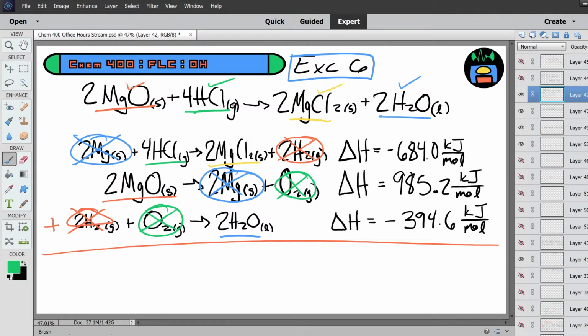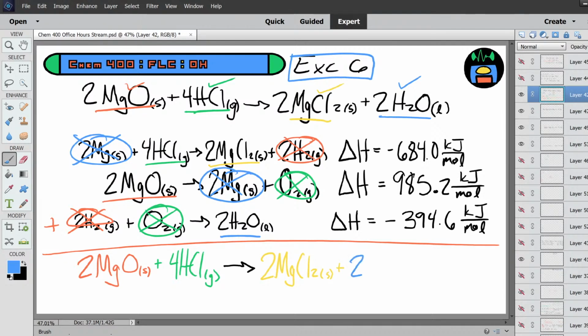So the only reactants we're left with are 2 moles of solid magnesium oxide plus 4 moles of HCl gas, producing 2 moles of magnesium chloride, which is a solid, plus 2 moles of H2O liquid. That is our goal reaction.